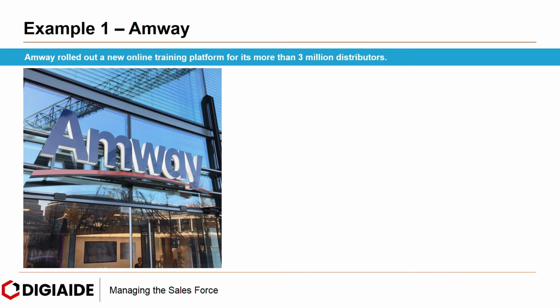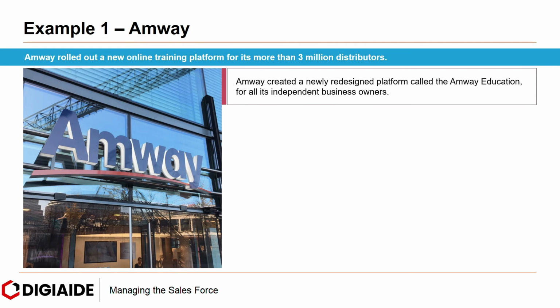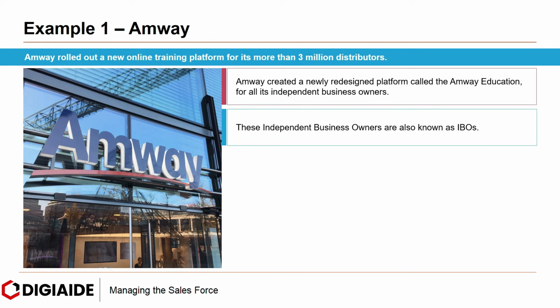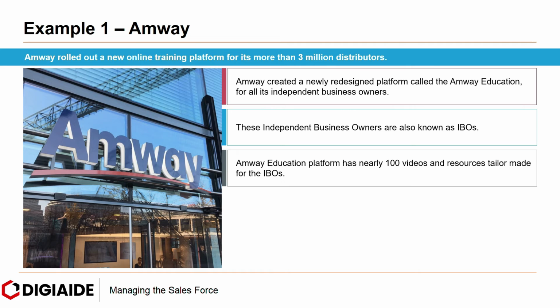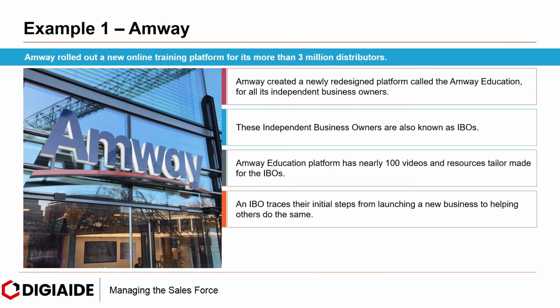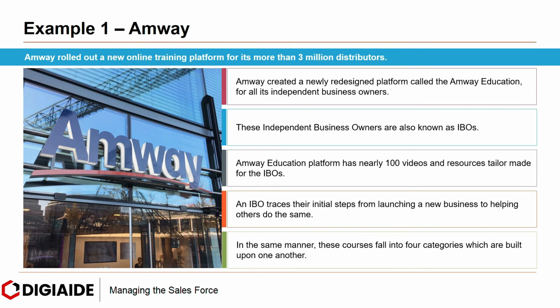First, Amway rolled out a new online training platform for its more than 3 million distributors. Amway created a newly redesigned platform called the Amway Education for all its independent business owners. These independent business owners are also known as IBOs. Amway Education platform has nearly 100 videos and resources tailor-made for the IBOs. An IBO traces their initial steps from launching a new business to helping others do the same. In the same manner, the courses fall into 4 categories which are built upon one another.